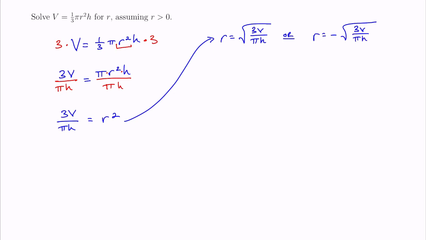Going back to the original directions we were given, we were told to assume that r is greater than 0. Knowing that r has to be greater than 0 tells us we don't need to consider the situation that r would equal the negative square root of 3v over pi h. Since that is basically guaranteed to be a negative number, a non-real number, or 0, we can exclude that possibility. So this leaves us with our only solution: r is equal to the square root of 3v over pi h.